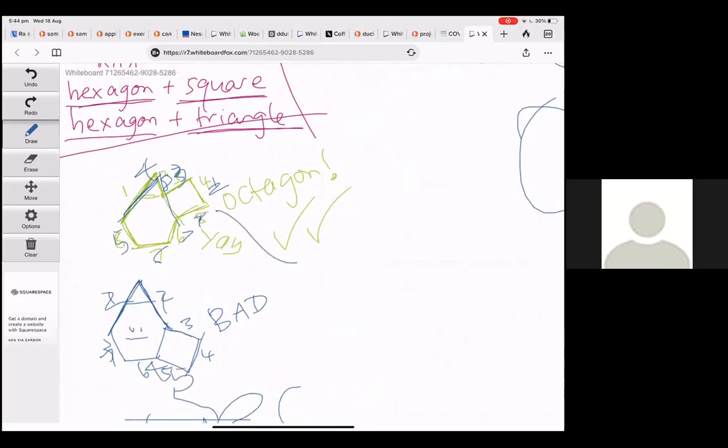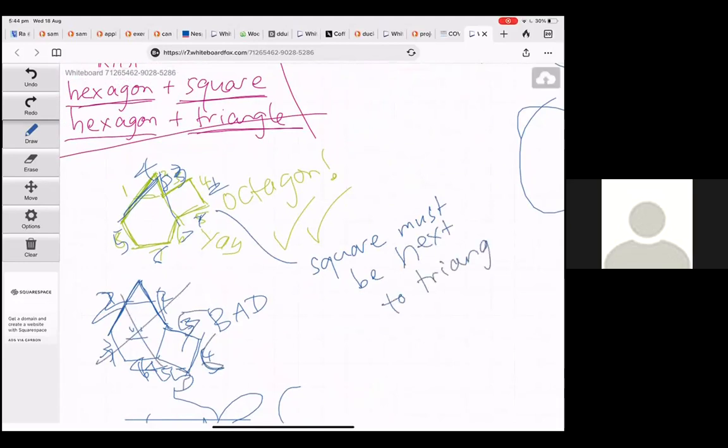So actually the square has to be next to the triangle. What? Square must be next to triangle. Seven sides. Yeah, and that's bad, which is why the square has to be going into connection. Like, lost.